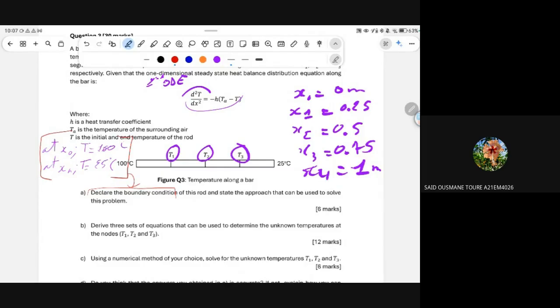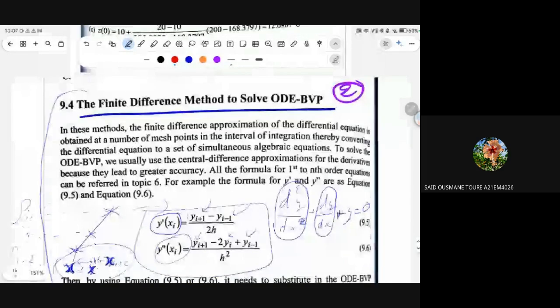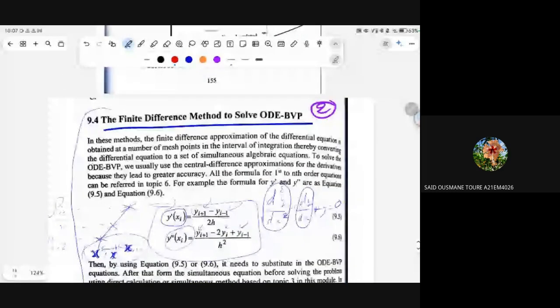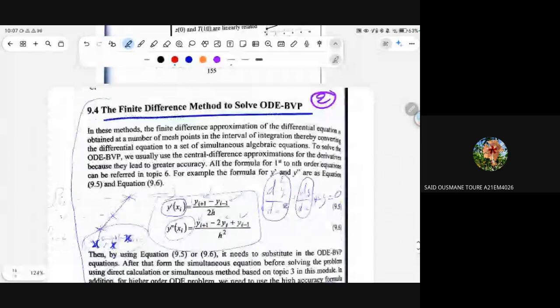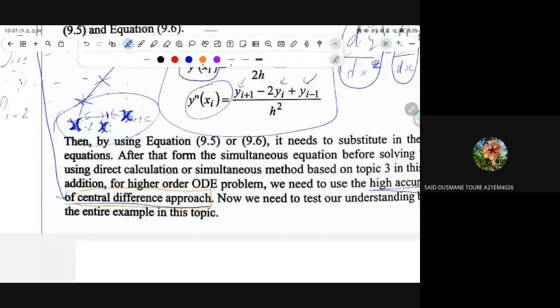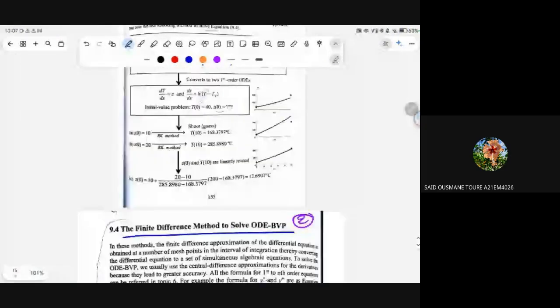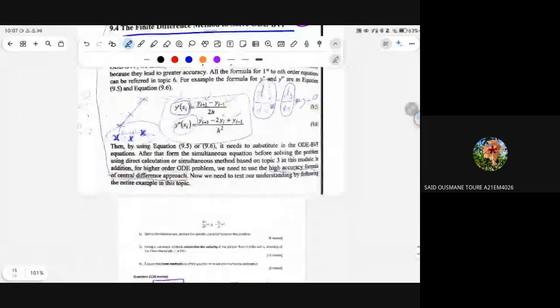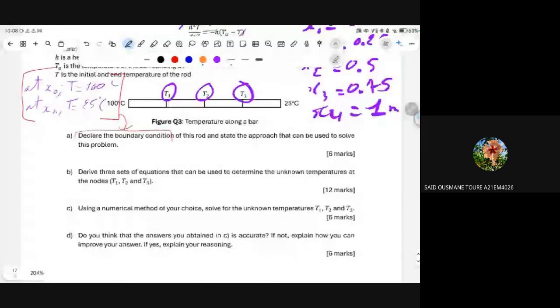State the approach. If you really look into my explanation, when we talk about approach, we don't talk about method. We talk about central difference approach. Be very mindful of the term. So the answer is not finite whatever or shooting method. The answer is central difference approach. Okay, so the approach, central difference method.